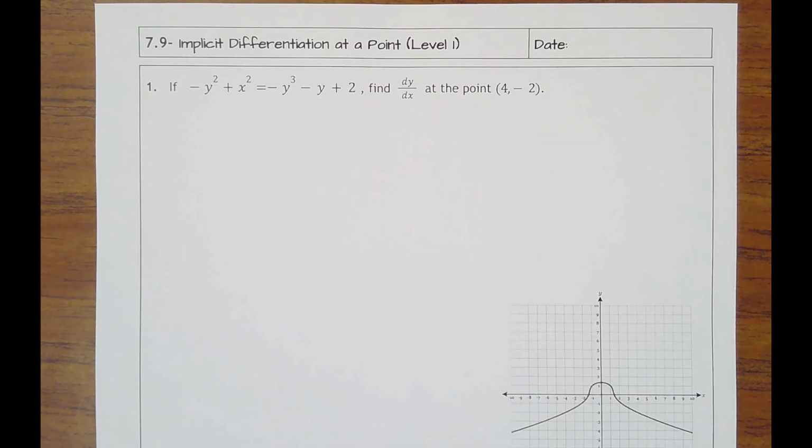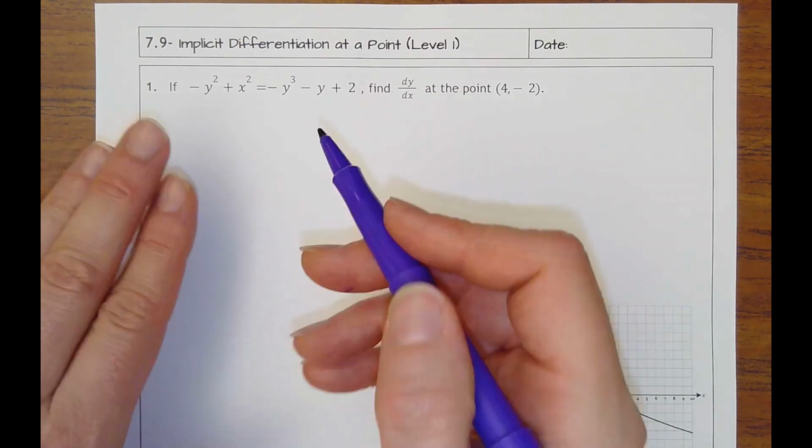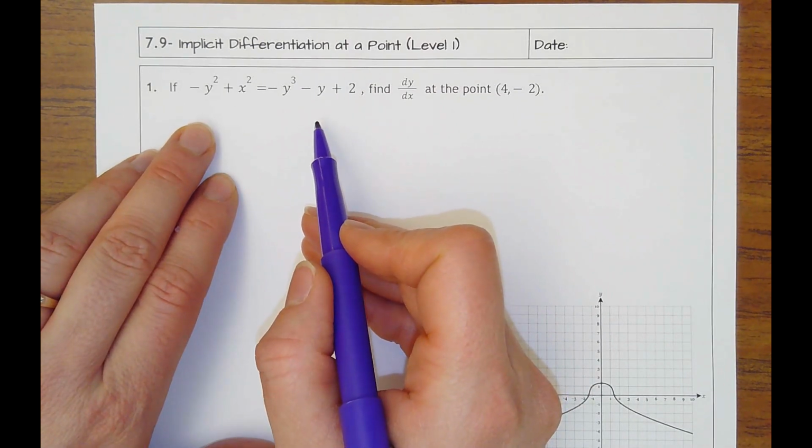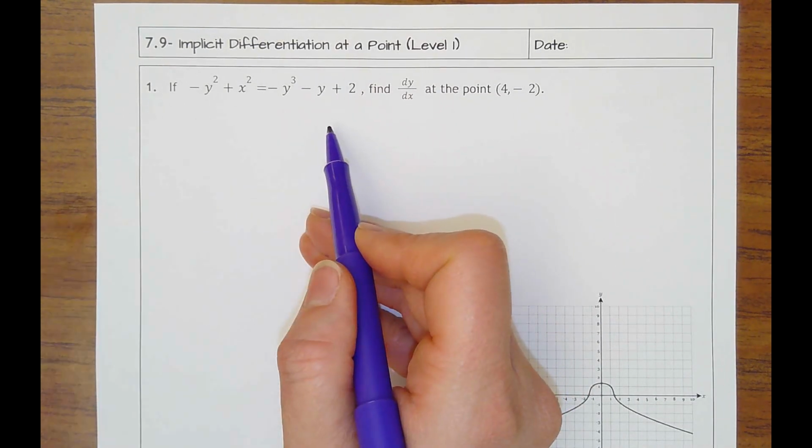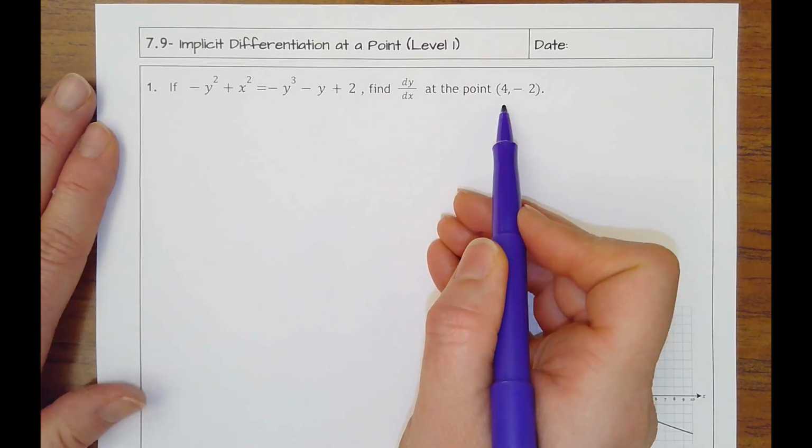Lesson 7.9 is implicit differentiation at a specific point, level 1. So we have a new equation. Remember, these are called implicit equations because we have two variables within the equation. It's not solved for y. And we're asked to find the slope at (4, -2).